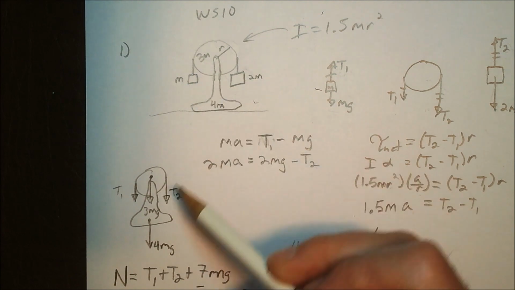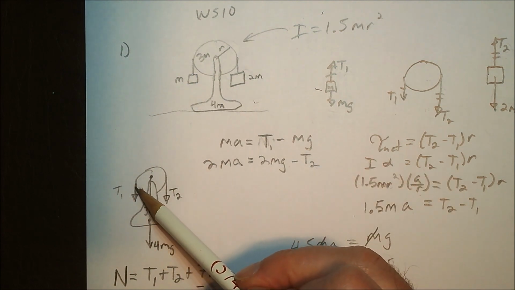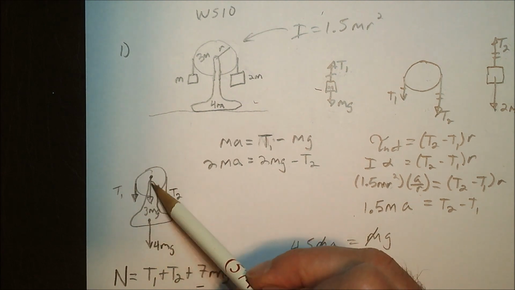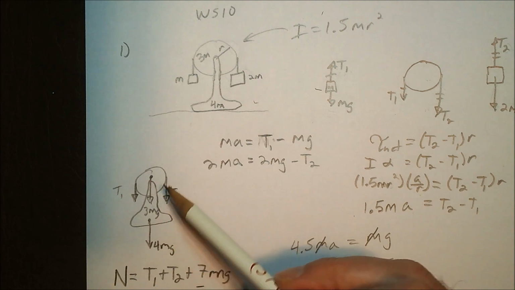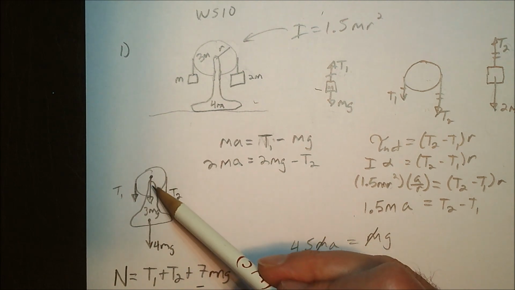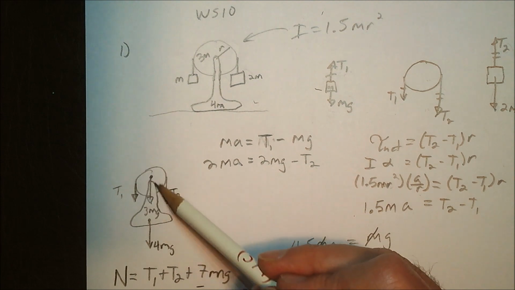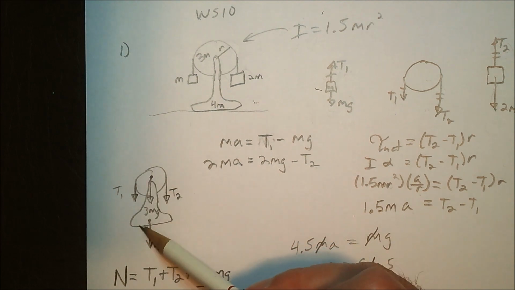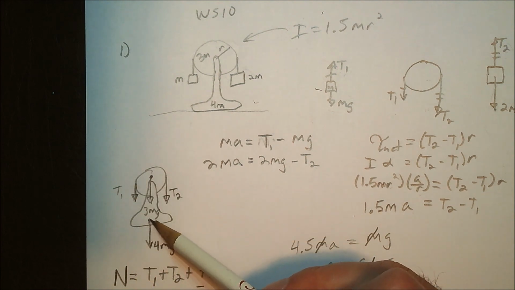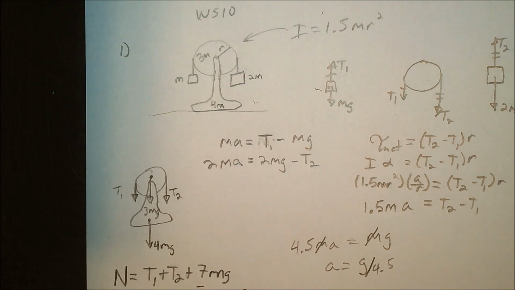I hope that you see that really I can kind of treat the pulley and that base as one whole system. And it feels the tension T1, T2. It also feels this weight of the pulley. It feels the weight of the base. And if I have to balance this out, I'd need to draw also another normal, and the normal would be equal to the sum of T1 plus T2 plus 7mg.